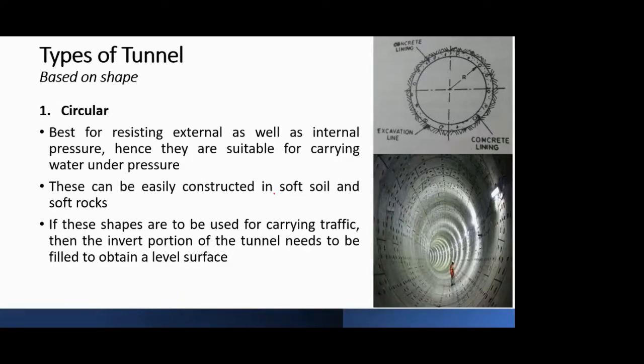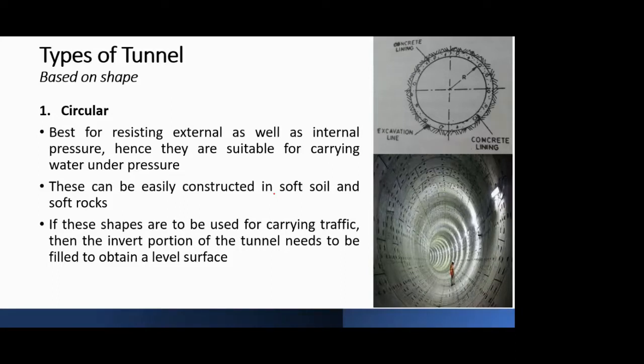Now, based on the shape of the tunnel, which is the most important classification, is how you can classify a tunnel based on its shape. The first and obvious shape that everyone will agree on, whenever I say tunnel, the first thing that comes to mind is that the tunnel is a hole in the ground. That hole is best suited, or most of the tunnels you see, are circular in shape.